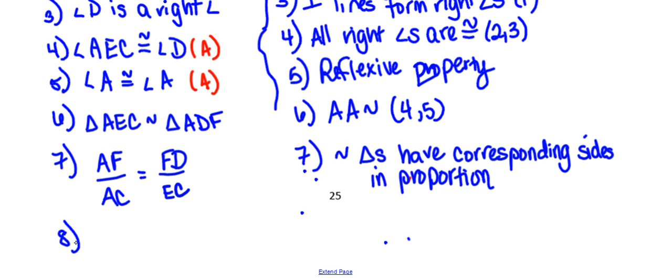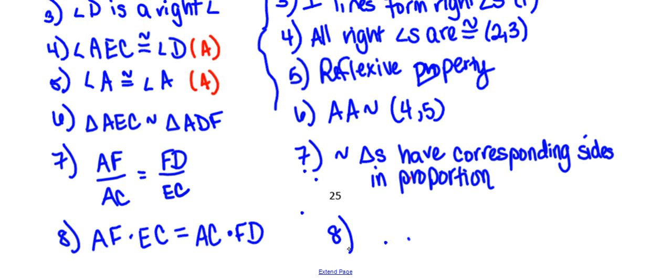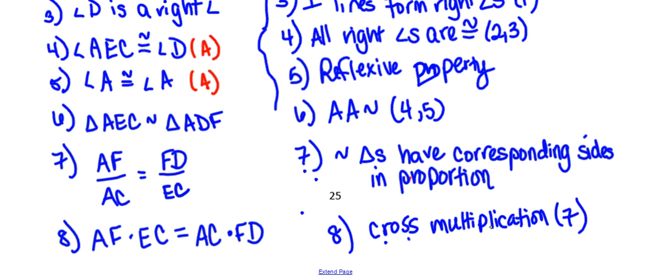And then lastly, in order to wrap this up, I can go ahead and cross multiply. So the product of AF and EC is going to be equal to the product of AC and FD. And that's simply cross multiplication. And I want to make sure I go ahead and cite statement 7, where I have the proportion that I cross multiplied. And I didn't cite in statement or reason 7. I want to go back up and cite statement 6, because statement 6 was where I had those triangles that were similar.